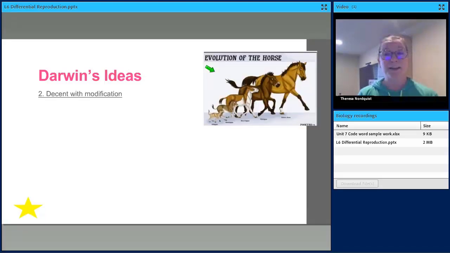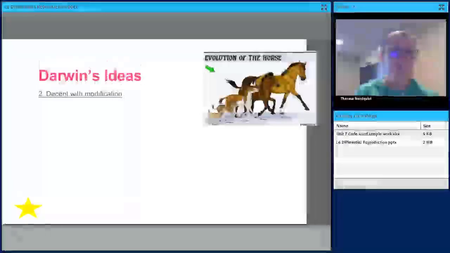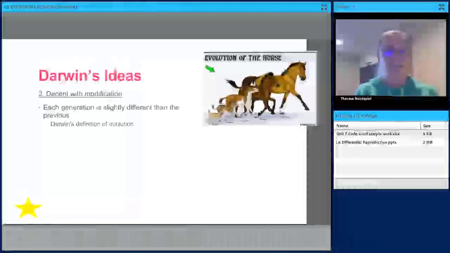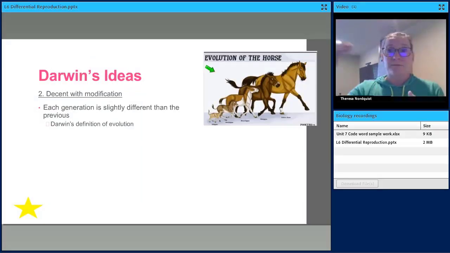All right, so Darwin's other idea that we haven't talked about is called descent with modification. Descent are the offspring, the descendants, right? But with modification, so with changes, with differences. So descent with modification means that each generation is slightly different than the previous. Like with the African elephants I was just talking about, we're seeing an increase in females without tusks, so there's a slight difference from the previous generation. And in Darwin's mind, this is how evolution occurs. This was Darwin's definition of evolution.